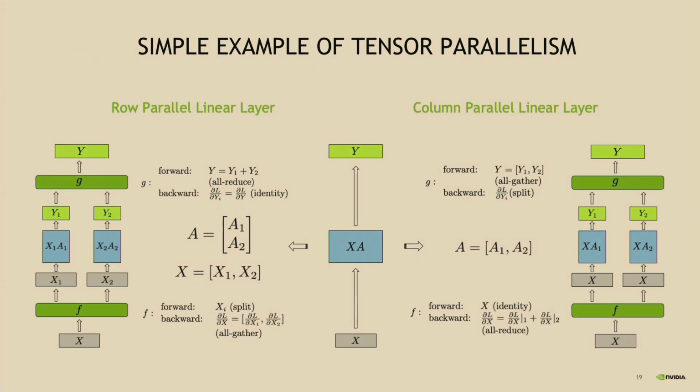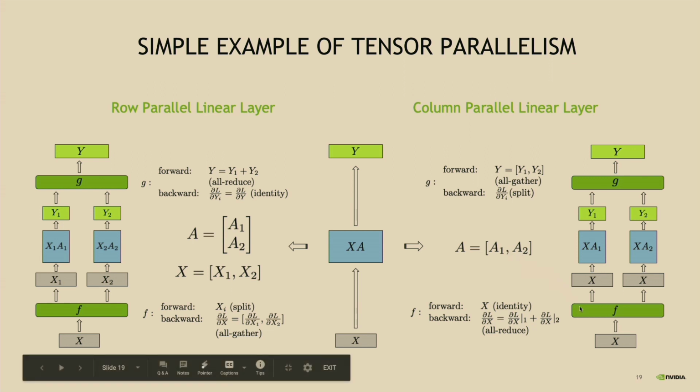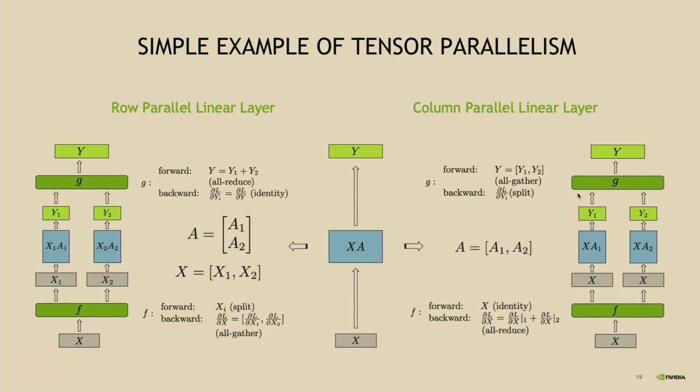So let's take a look at tensor parallelism for a simple case, Y equals XA. I'm not going to spend a lot of time here as Paulius has gone through this. There are two ways of doing the parallelism: one is row parallelism, the other is column parallelism. For example, for column parallelism, we split A across its columns. We need to add some communication primitives at the beginning and end of the computational graph. F is an identity in the forward and all-reduce in the backward. And at the end, we have G, which is an all-gather in the forward and a split in the backward.